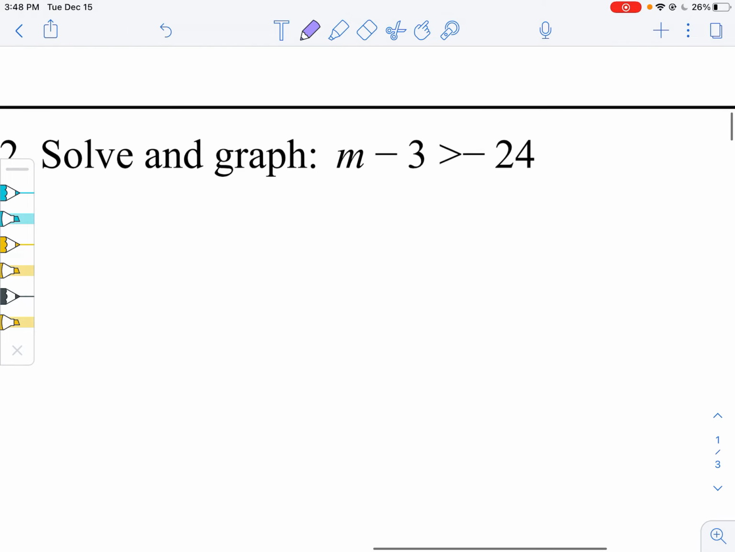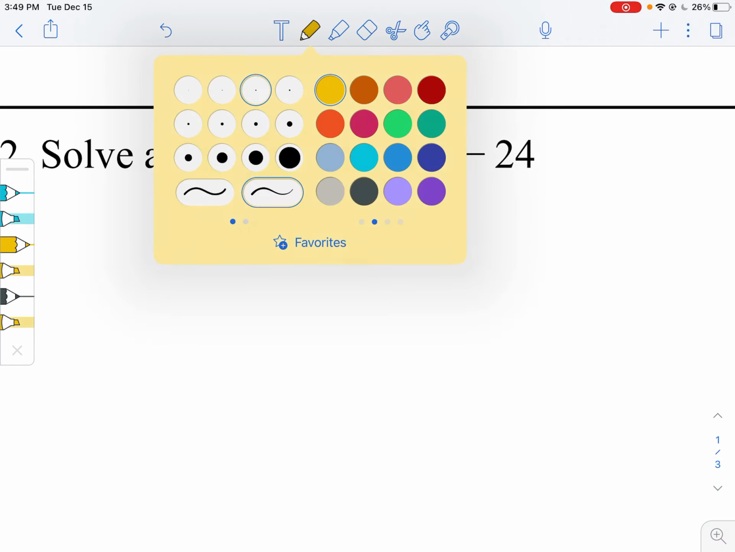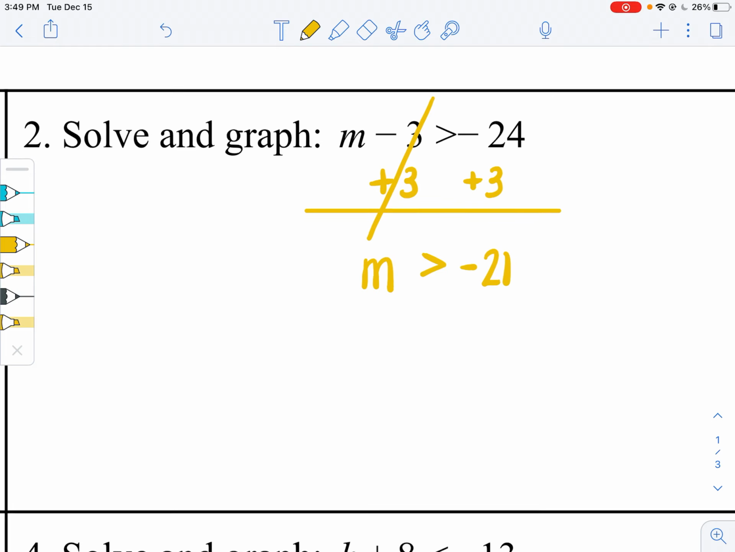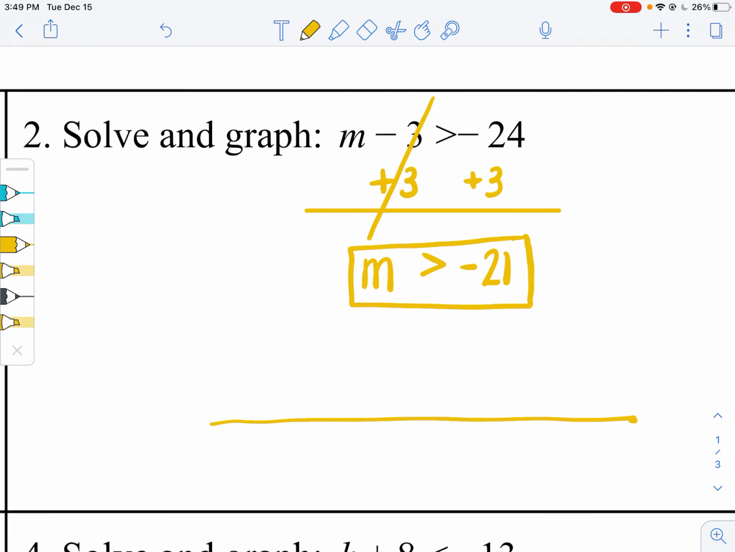Let's go to number 2. I see m minus 3. So in order to undo that minus 3, I'm going to add 3 to both sides. When I add 3 to both sides, this cancels, leaving m is greater than negative 21. Okay, so that is the answer to our inequality. m has to be bigger than negative 21. So any positive number will work, 0 will work, and all the numbers from 0 to negative 21, but not including negative 21. So a better way to represent that would be on our number line.